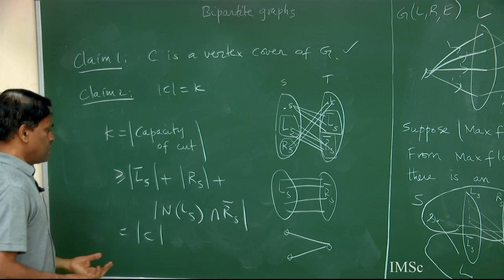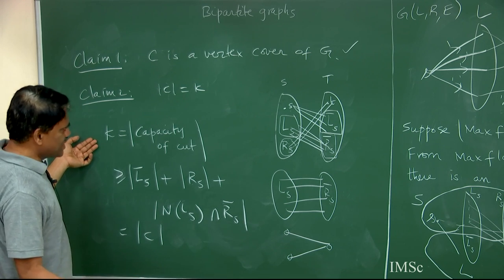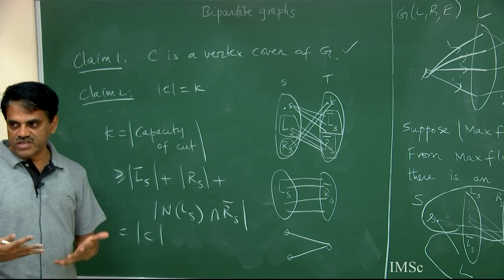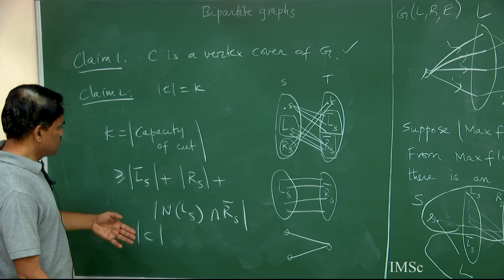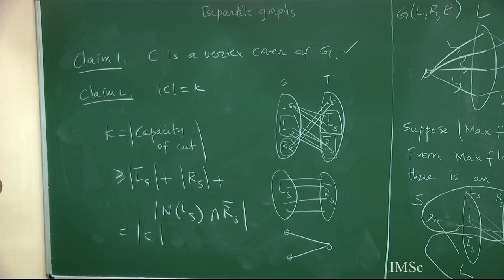So I've shown that the cover I have produced has size at most k, but it cannot be strictly less than k because matching size is k. So every vertex cover should have size greater than or equal to k. So the size is equal to k. Nice and simple algorithm: just run max flow, get your min cut and pull out some sets from here and take the union, and that's a min vertex cover. So the running time is essentially whatever time we needed to find this maximum matching.